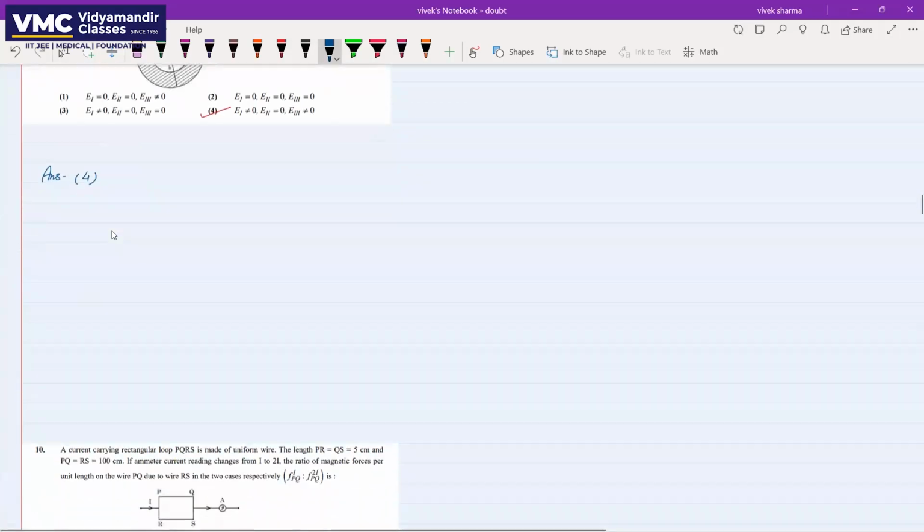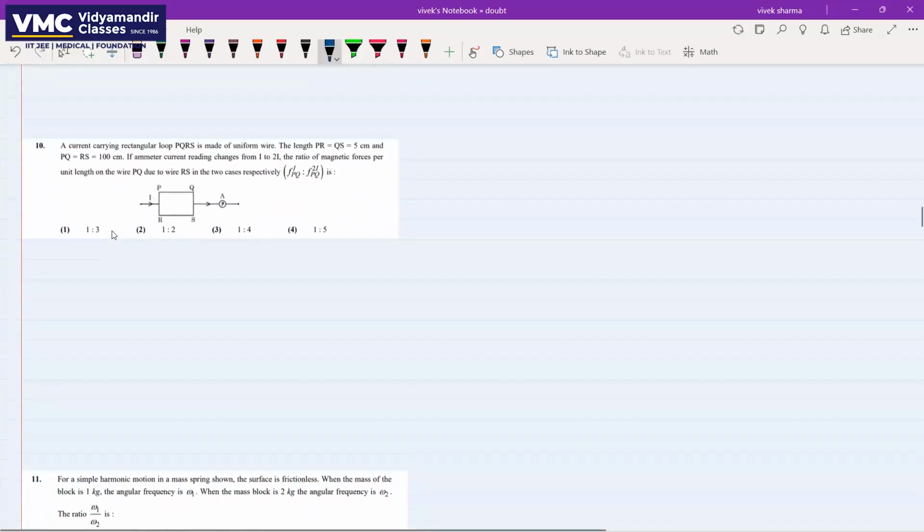Now moving to question number 10, magnetic field का question है. Here current carrying rectangular loop PQRS is made of uniform wire, the length PR and QS are 5 centimeter and PQ and RS are 100 centimeter. If current reading changes from I to 2I. यहाँ पर जैसा हम देख पा रहे हैं अगर I करंट आ रहा है तो PQ इधर कितना करंट जाएगा I/2 और इधर भी कितना करंट जाएगा I/2, और PQ और RS दोनों पैरेलल.